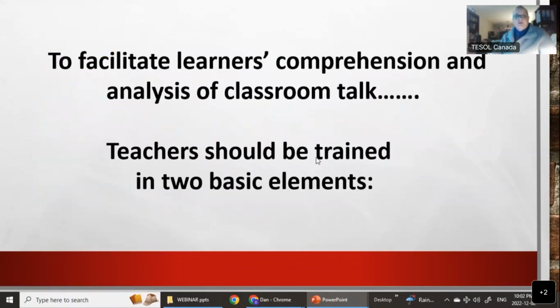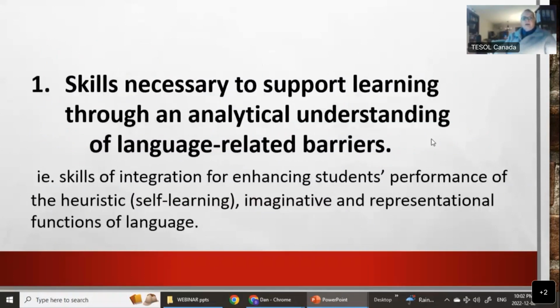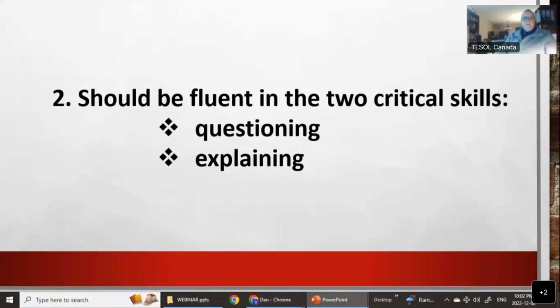To facilitate learners' comprehension and analysis of classroom talk, teachers should be trained in two basic elements. Number one, skills necessary to support learning through an analytical understanding of language-related barriers. In other words, skills of integration for enhancing students' performance of the heuristic, self-learning, imaginative, and representational functions of language. And two, the teacher should be fluent in two critical skills of questioning and explaining.